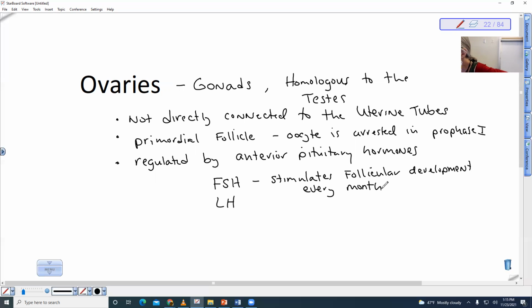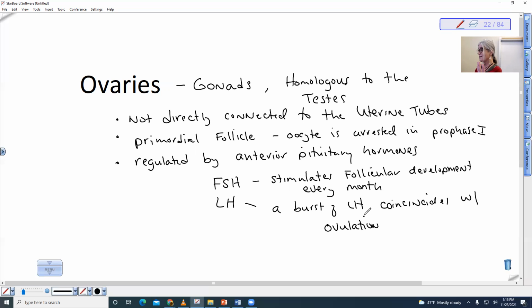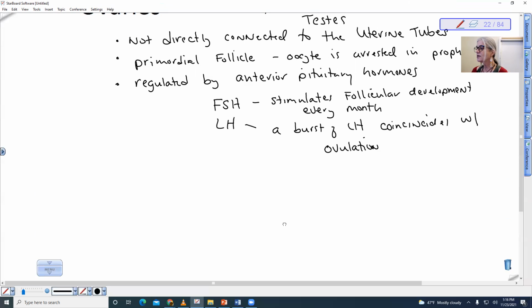So the LH, on the other hand, tends to coincide, a burst of LH tends to coincide with ovulation. So a burst of LH coincides with ovulation. So ovulation is the release of the egg from the ovary. So when we talk about follicular development, there's a couple of things that we need to know.